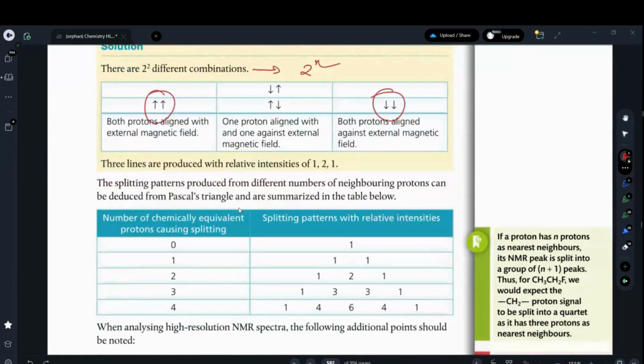Here is a good understanding of how you can figure it out. Depending on the number of hydrogen atoms, the splitting pattern will be relative to that and the intensity will be relative to that. For example, if there are 0 protons, pretty obviously there will be one peak. But since there is no hydrogen here, there will be no intensity associated with it. You understand? And this is what is known as Pascal's triangle. Then you have one hydrogen, so it will give you 2 peaks.